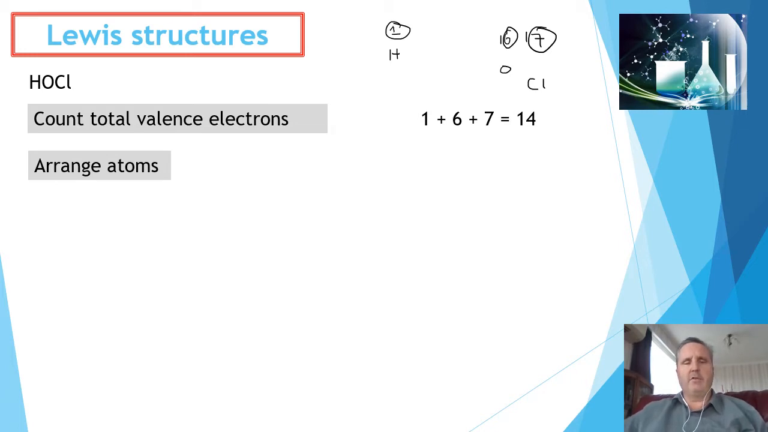The next thing we want to do is arrange the atoms, but in order to arrange the atoms I have to work out which atom has the most unbonded electrons. So let's have a look at this. Hydrogen has 1 valence electron, so I'm going to draw a Lewis dot diagram for it. There it is. So it's got 1 lone electron there. Oxygen has 6. Notice I've drawn 1 in each of the 4 points of the compass, but I've paired up 2.